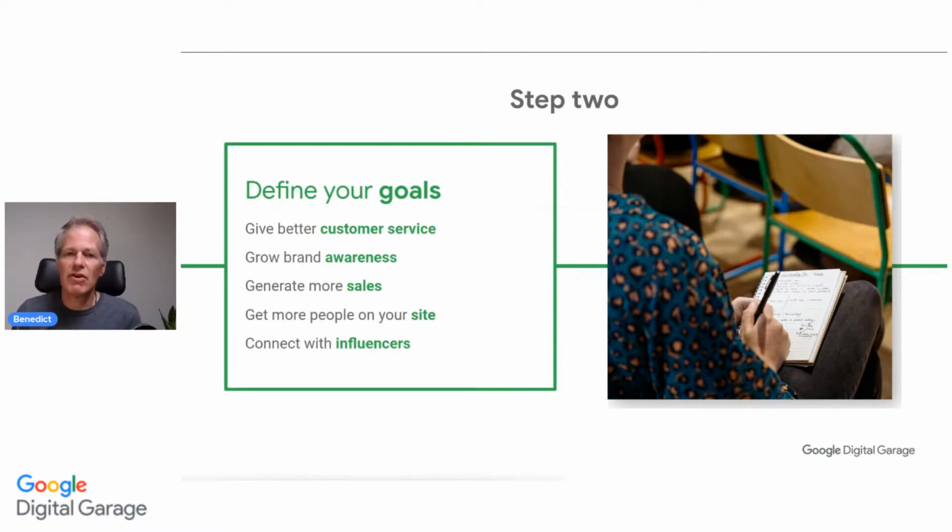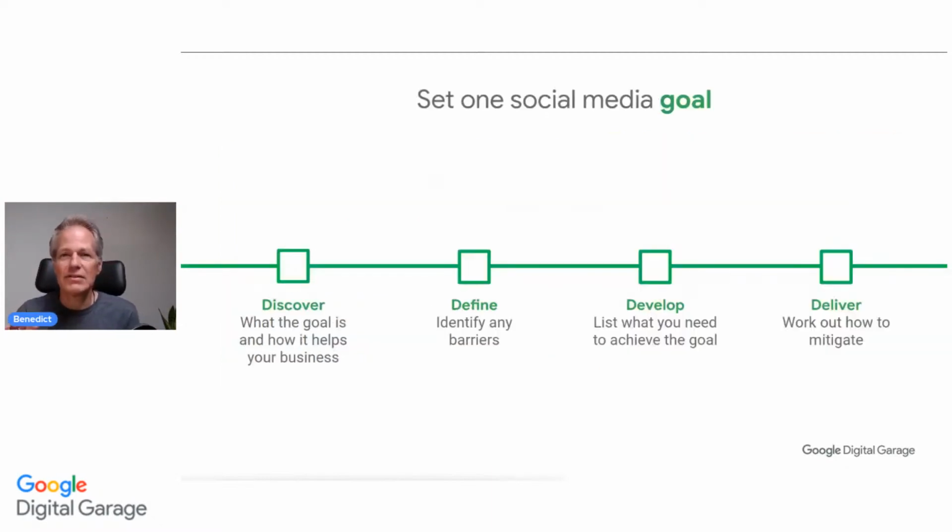And then, of course, generating more sales, getting more people on your site, connecting with influencers. Ideally, of course, with the influencers, it's very helpful because then, of course, you could refer to the influencer referring to you, all these different things, and you're helping each other as it were. So a couple of different things there to help you. All right, so set one social media goal. Discover particularly what the goal is.